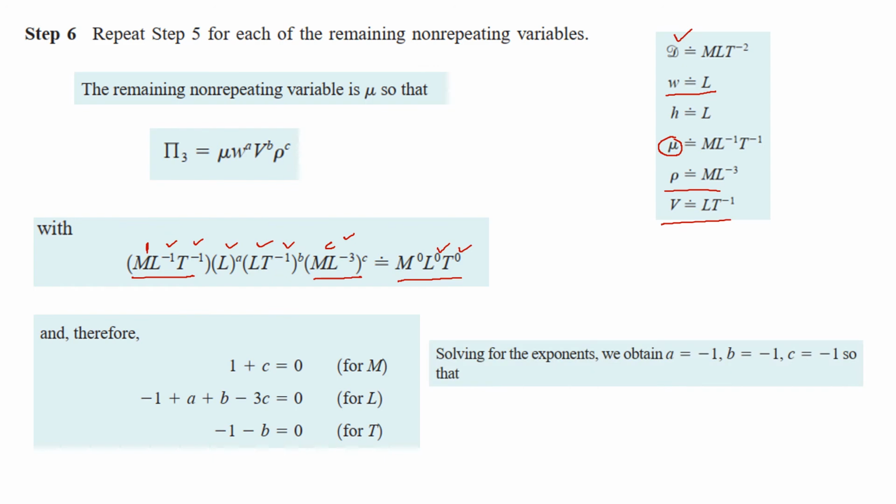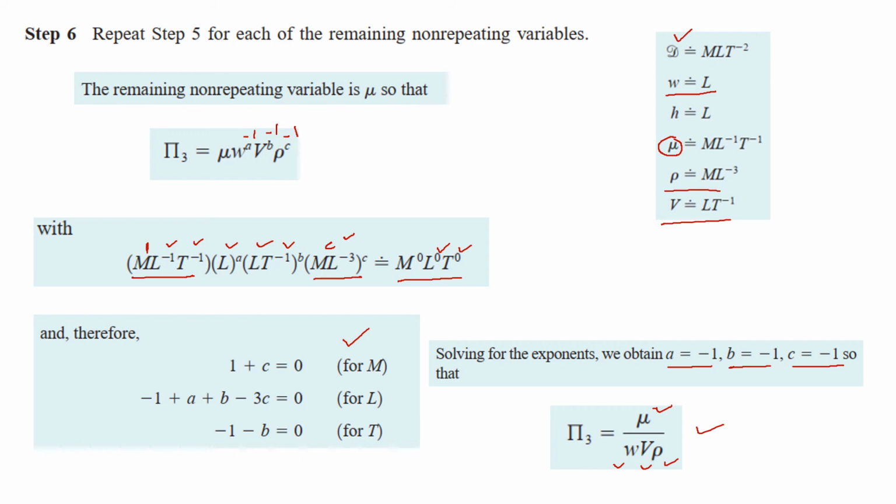So these are my values of a, b, c. A is minus 1, b is minus 1, and c is minus 1. Again, these are obtained from these 3 equations. So now let's write these powers here. Width will be raised to the power minus 1, velocity will be raised to the power minus 1, and density will be raised to the power minus 1. So now my pi 3 term will be viscosity divided by width, velocity and density. So this is my third pi term.